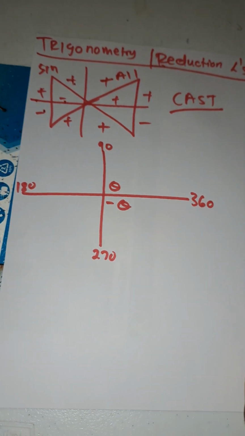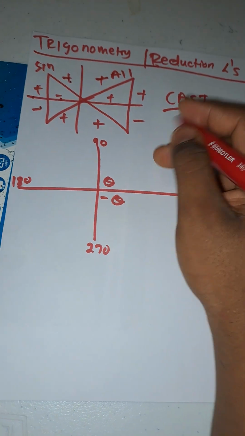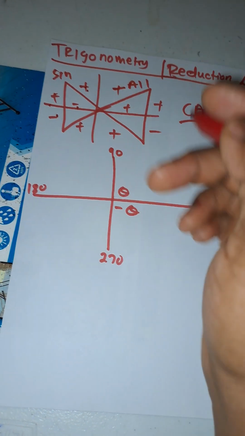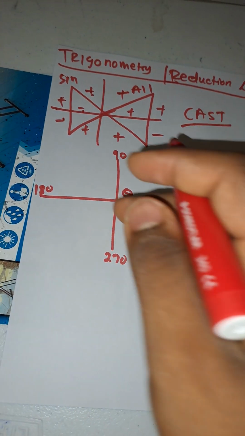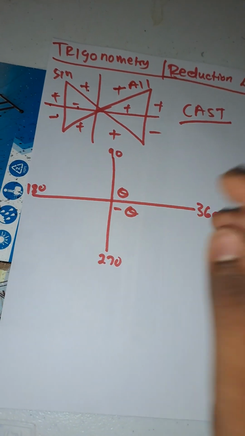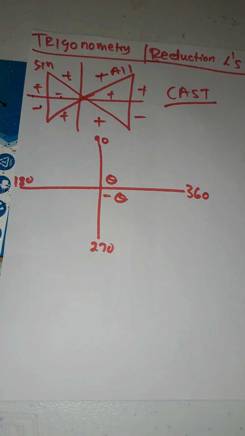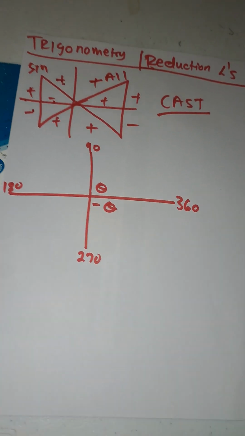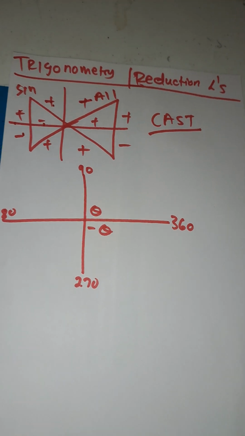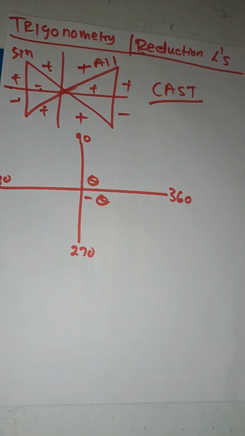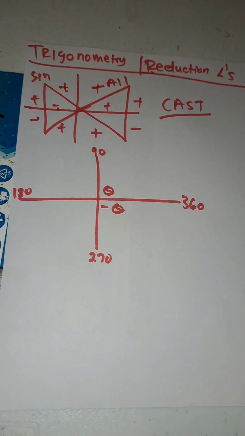So in the reduction angles we are going to be using the very same things, whereby in the first quadrant everything is positive, in the second quadrant only sine is positive, in the third quadrant only tan is positive, and then the last quadrant, which is the fourth quadrant, only cos is positive. So the first thing that I would like to show you is that in the first quadrant, everything is positive.